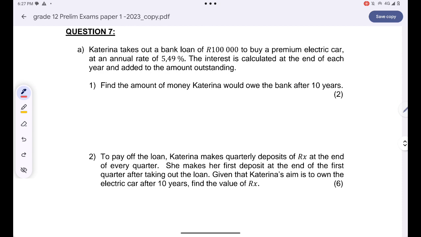Katrina takes out a bank loan of 100,000 to buy a premium electric car at an annual rate of 5.49%. The interest is calculated at the end of each year and added to the outstanding amount. Find the amount of money Katrina would owe the bank after 10 years.